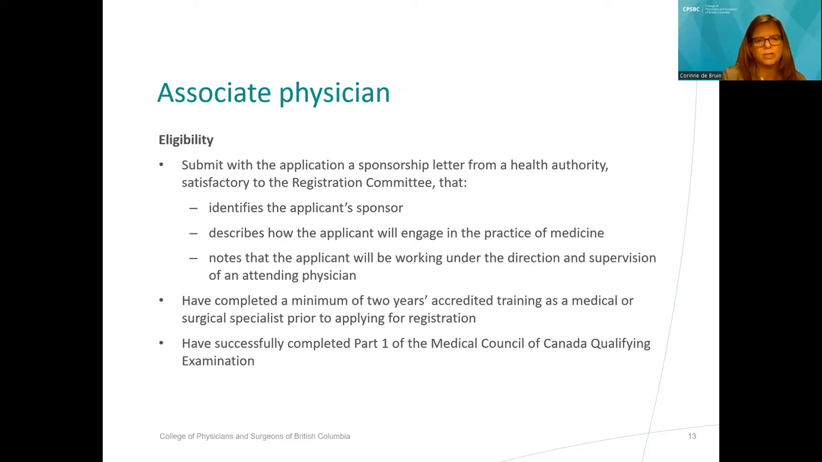And in order to be eligible for this class, they need to have completed a minimum of 2 years of accredited training as a medical or surgical specialist prior to applying for registration. And again, have successfully completed the Part 1 of the Medical Council of Canada qualifying exam. And I'm happy to say that they also have to work in accredited programs, and the college is responsible for that accreditation. And we've recently been in the process of completing a number of those. So we expect to see the uptake on associate physician registrations happening in the coming months. Next slide, please. I'm just going to speak briefly about the application process.